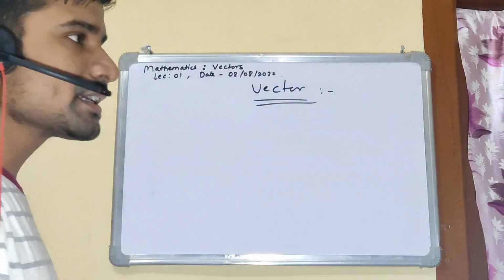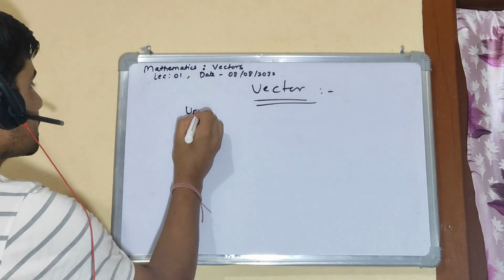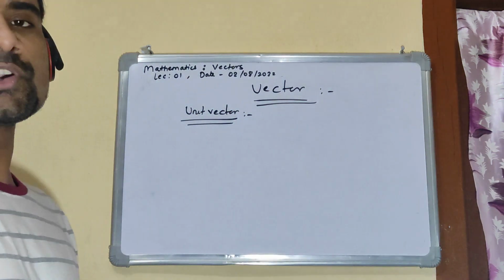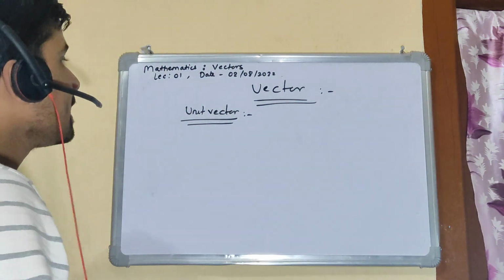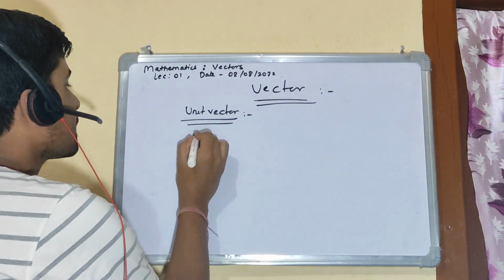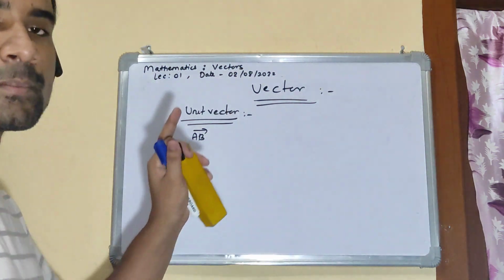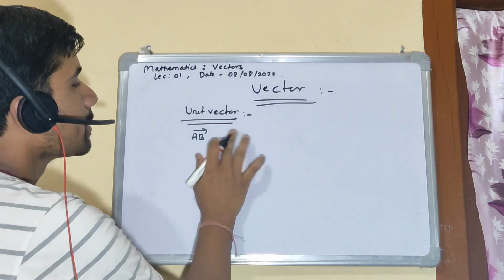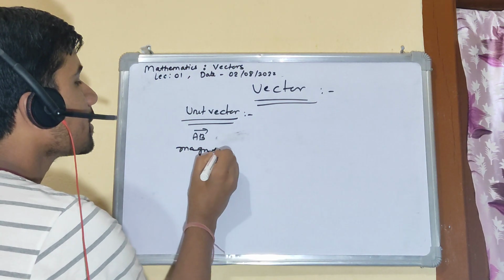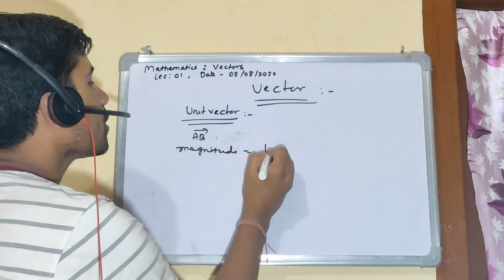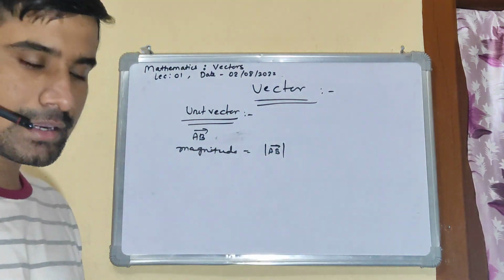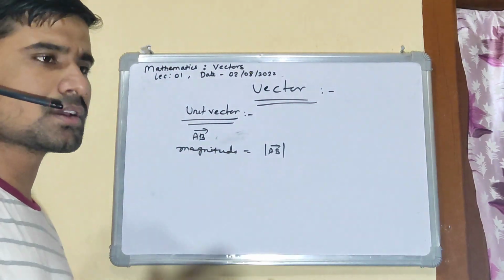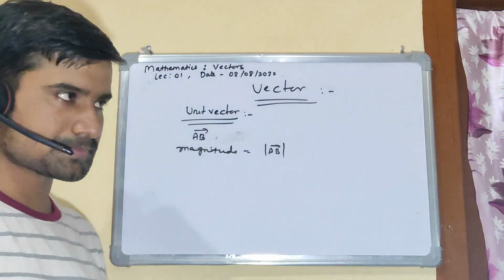Okay. So next topic is unit vector. Before going to unit vector, let's say AB is a vector. This AB vector has magnitude as well as direction. So the magnitude of AB will be represented by mod of AB vector. This is how we represent magnitude. Direction, let's not go into direction now, but we will talk about it soon.